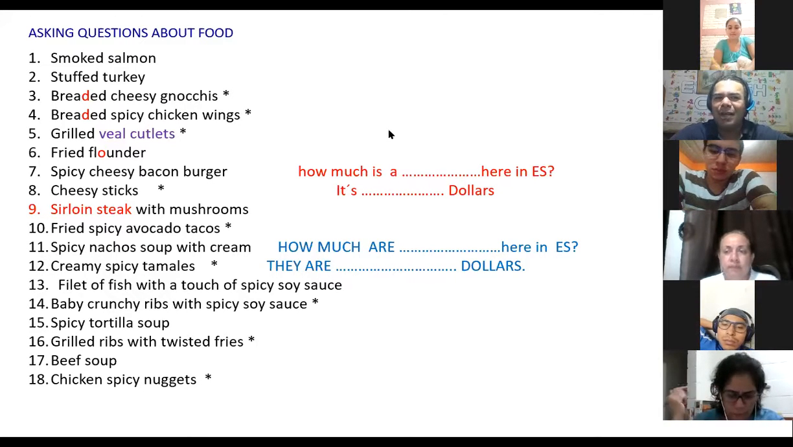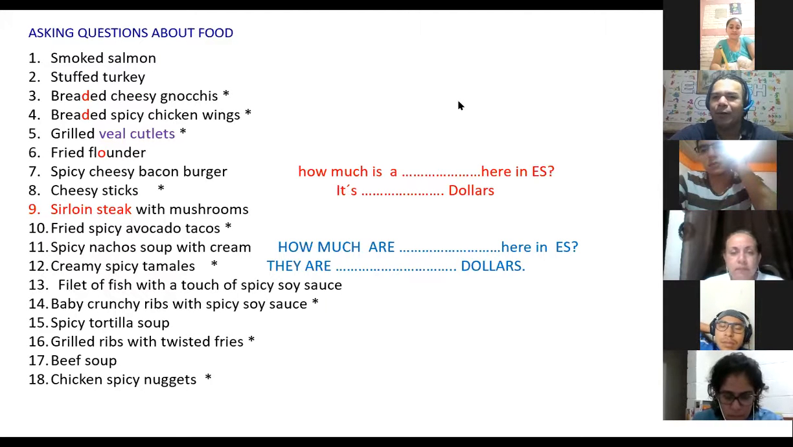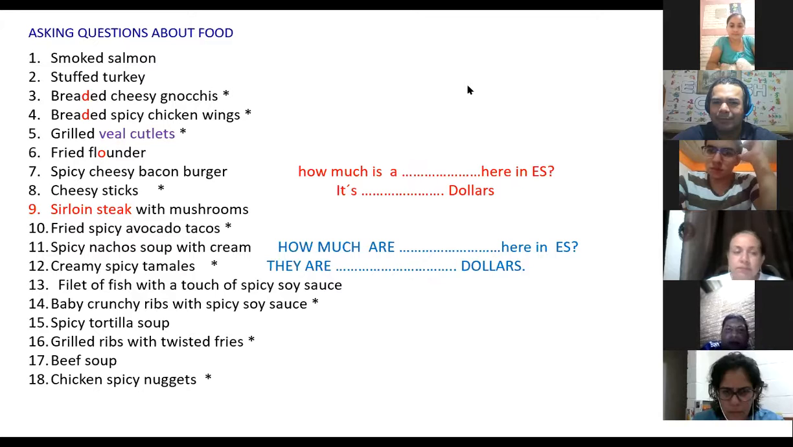How much are grill-billed cutlets here in El Salvador? They are $10. Okay, thank you. Then, Adrian, how much are sirloin steak with mushroom? I'm sorry, how much are cheese sticks here in El Salvador? Sorry, I don't listen to you. How much are cheese sticks here in El Salvador? They are $15. Okay, thank you.